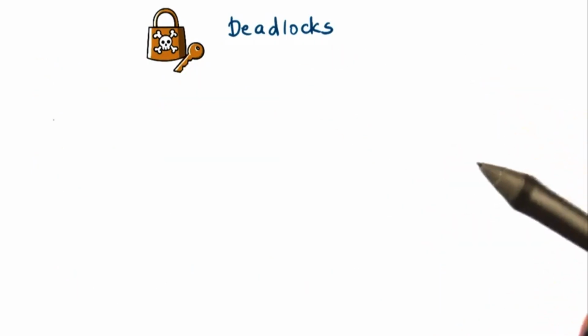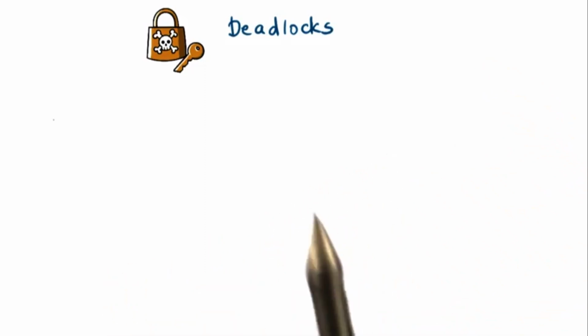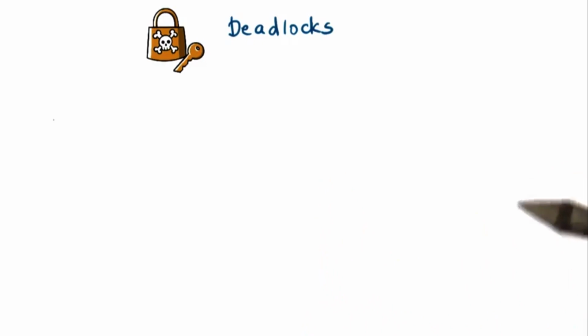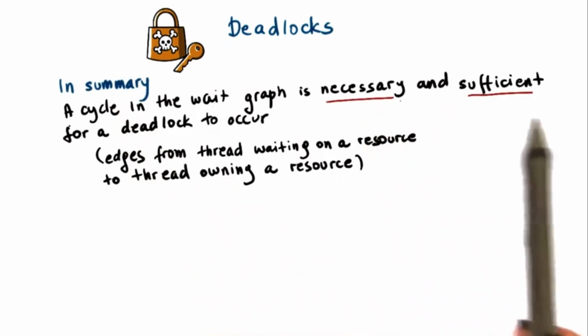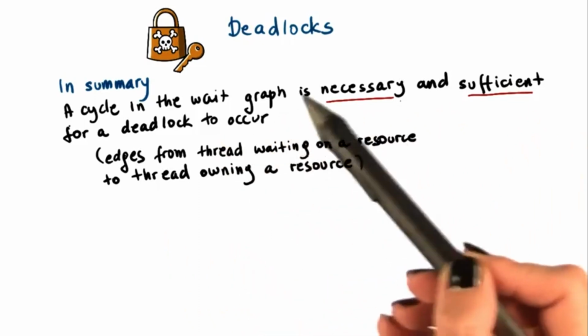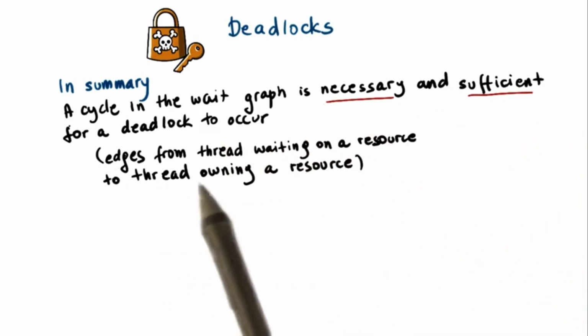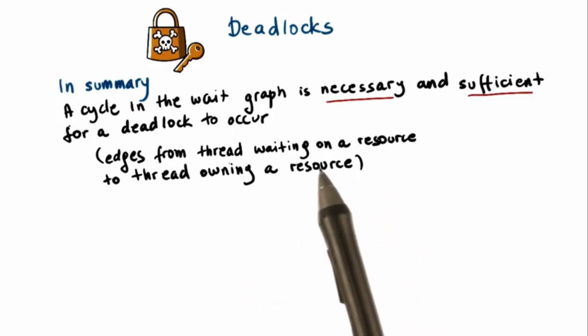There is more that goes into dealing with deadlocks, detecting them, avoiding them, and recovering from them. But for the sake of this class, remember that maintaining lock order will give you a deadlock-proof solution. So in summary, a cycle in the wait graph is necessary and sufficient for a deadlock to occur. And the graph itself is one where the edges are from the thread that's waiting on a resource to the thread that owns a resource.